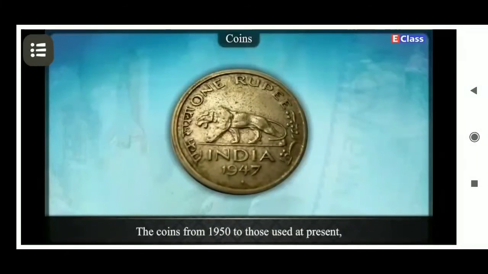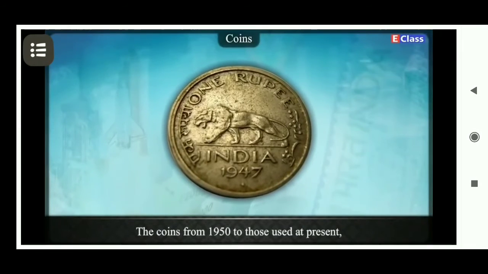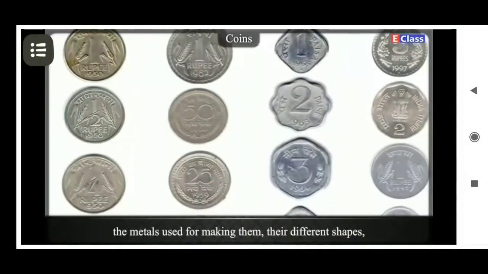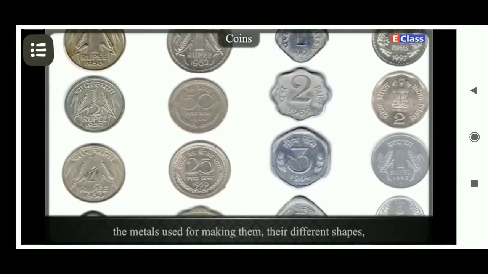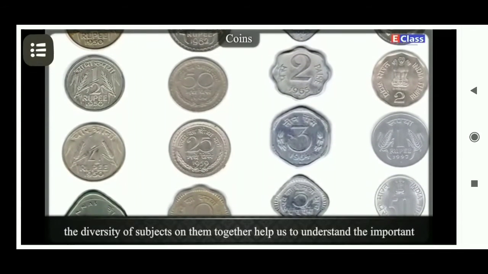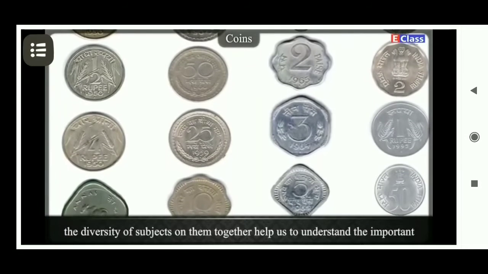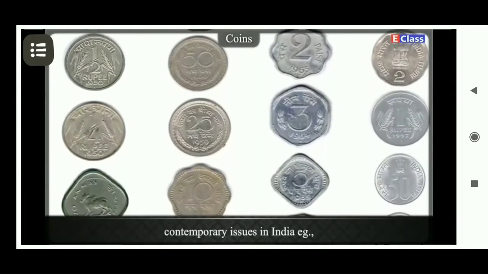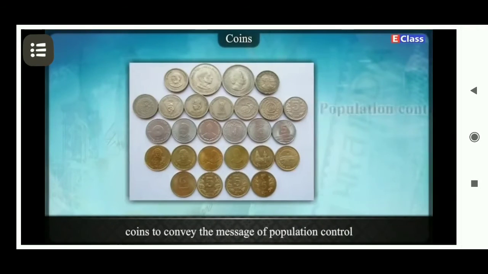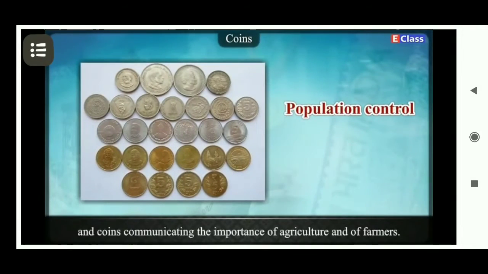The coins from 1950 to those used at present, the metals used for making them, their different shapes, the diversity of subjects on them, together help us to understand the important contemporary issues in India. Example, coins to convey the message of population control, and coins communicating the importance of agriculture and of farmers.